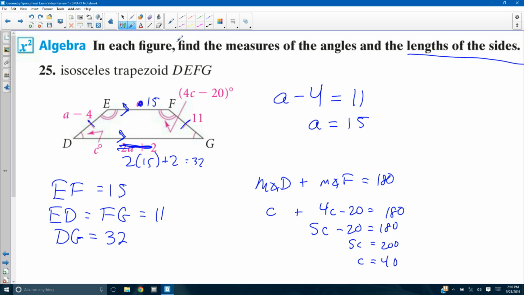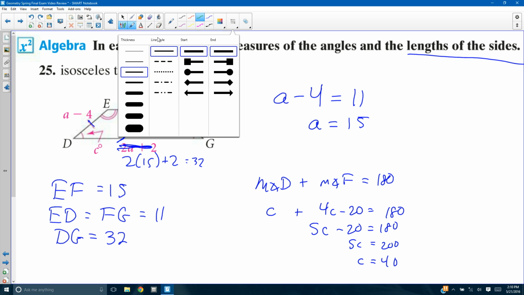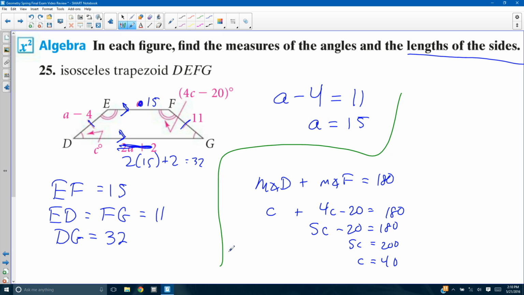So C is 40, so as far as the angle measures that we can figure out here, the measure of angle E is equal to the measure of angle F, which is going to be 4 times 40, that's 160, minus 20, which is 140 degrees each. Measure of angle D and measure of angle G are equal to each other, and they are exactly 40 degrees.